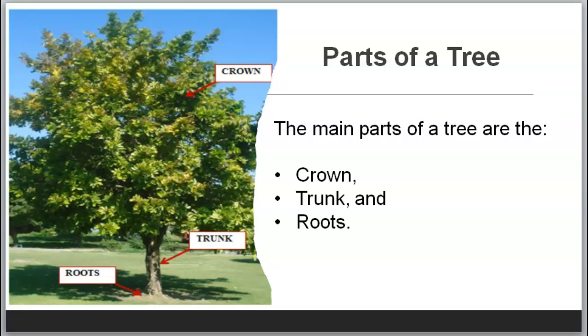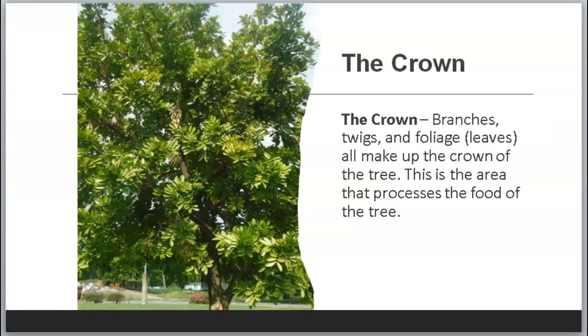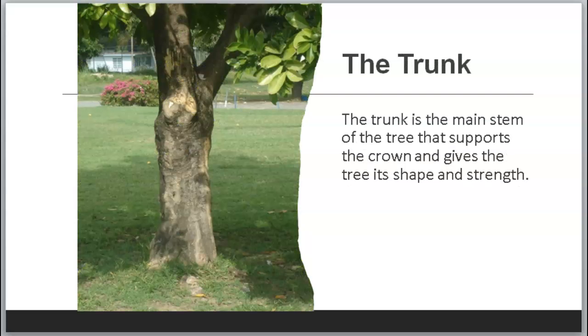Parts of a tree. The main parts of a tree are the crown, the trunk, and the roots. The crown. Branches, twigs, and foliage or leaves all make up the crown of the tree. This is the area that processes the food of the tree or for the tree.